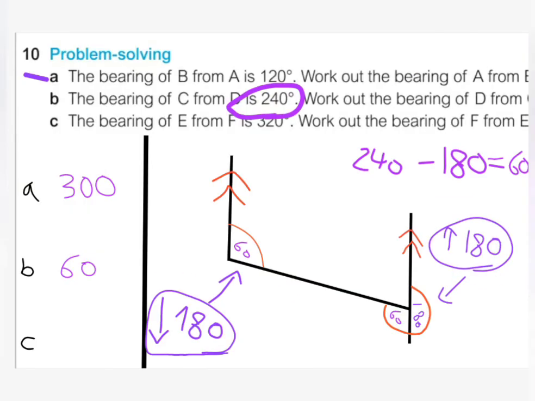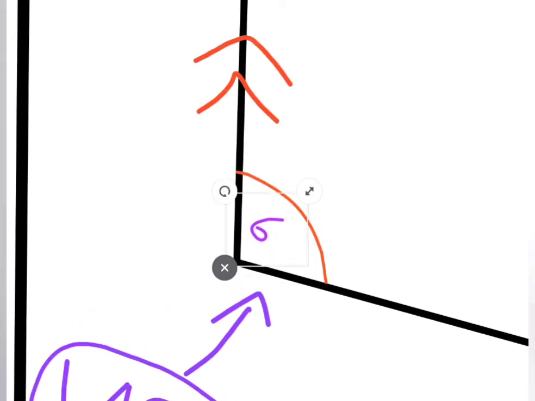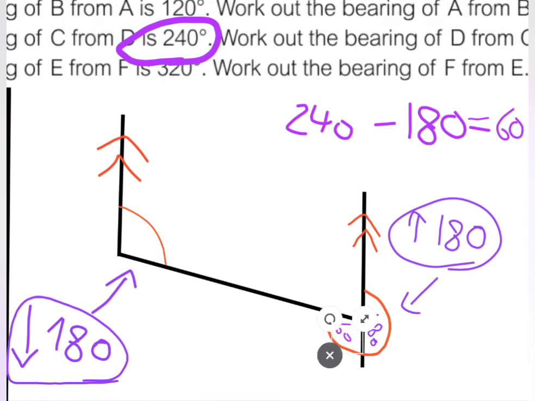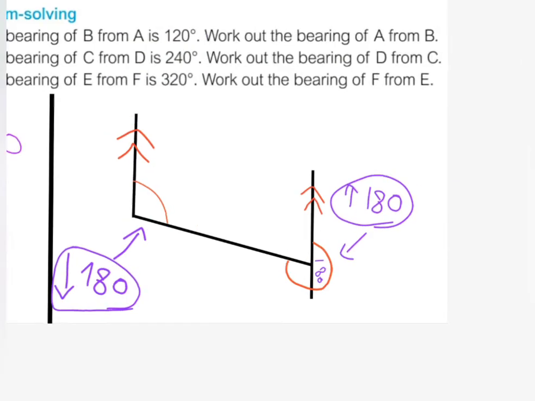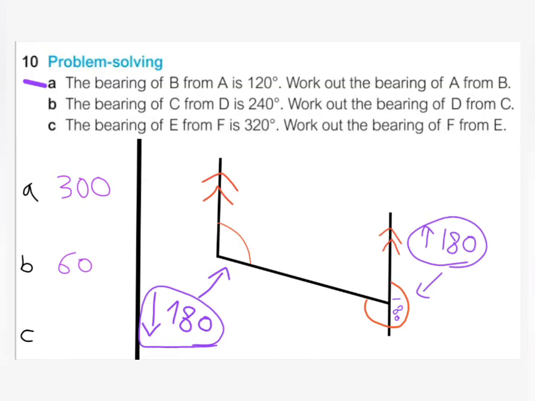Now let's move on to the next question. Let's remove these. Same idea on any question. When you have an angle or a bearing angle of a number which is smaller than 180, you just add 180 to find the other bearing. If it's bigger, you subtract 180 to get the other bearing.